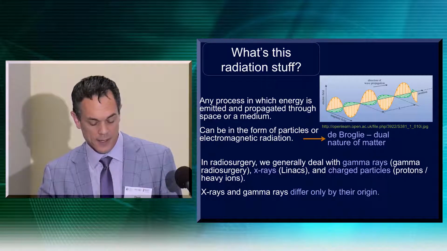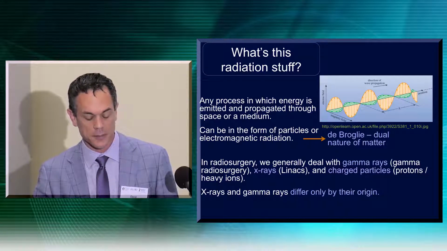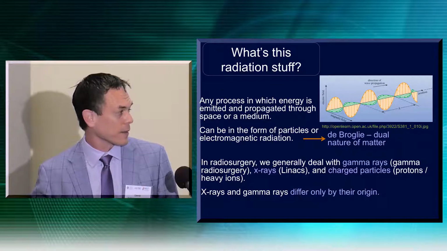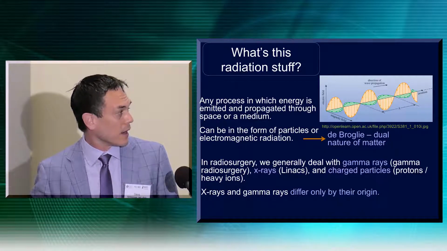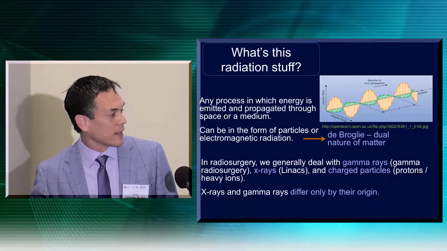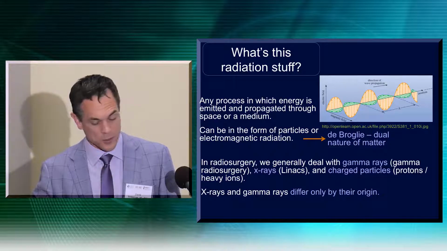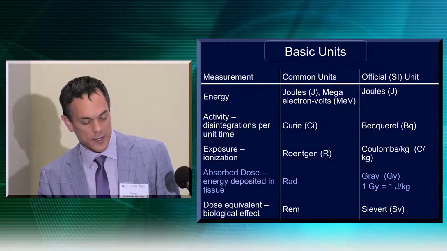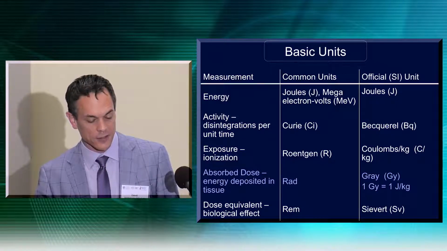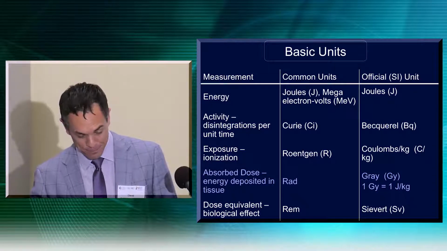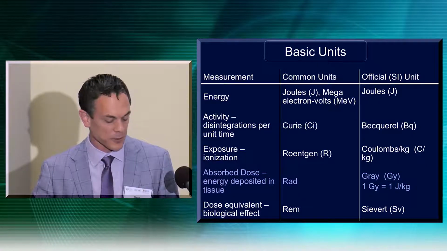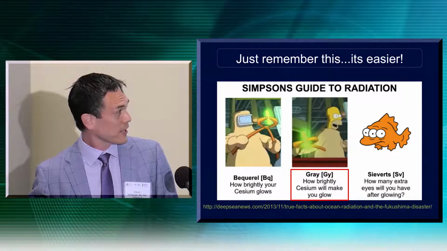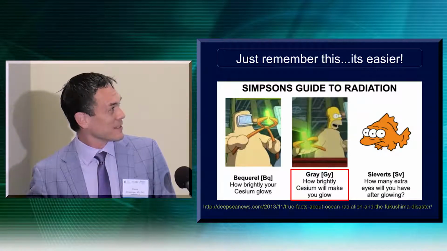So gamma rays come from the nucleus of an atom, usually because of radioactive decay. X-rays we'll talk about in a minute, but have to do with energy emitted when electrons decelerate, and charged particles are charged particles. So physicists have come up with lots of different ways to describe various aspects of radiation, and you can see a bunch of units here, everything from activity to exposure to absorbed dose. It's a little complicated for a 7 in the morning lecture, so this is a little easier to remember.